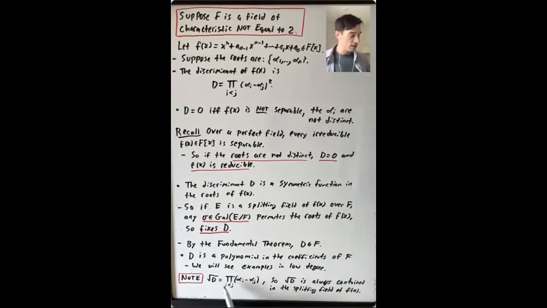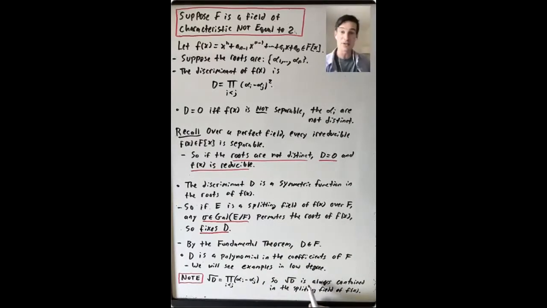Okay, so the last thing I want to say here is square root of D that we were talking about earlier. This is this product over i < j of (alpha_i - alpha_j). So these alphas are all in the splitting field of f(x) over F. So square root of D is certainly contained in the splitting field of f(x). So when we talk about the Galois group of polynomials, what are we asking about? We're asking about the Galois group of the splitting field of that polynomial over F. Square root of D is some element contained in the splitting field that is not necessarily in F itself.